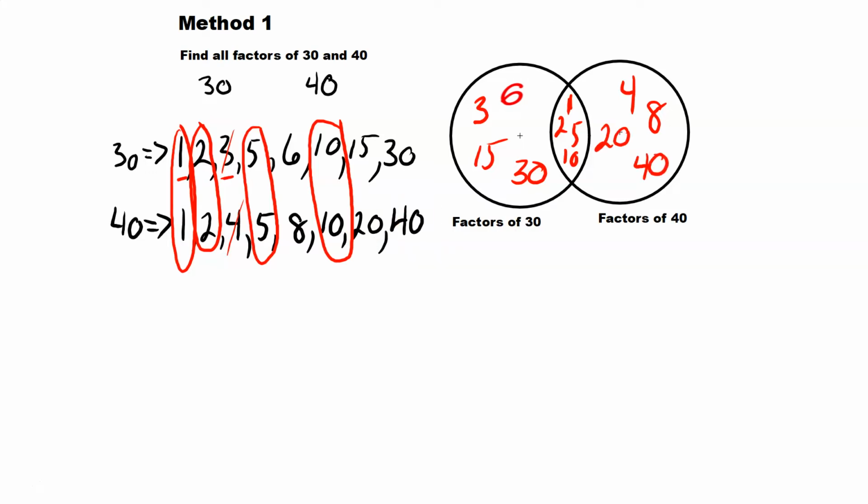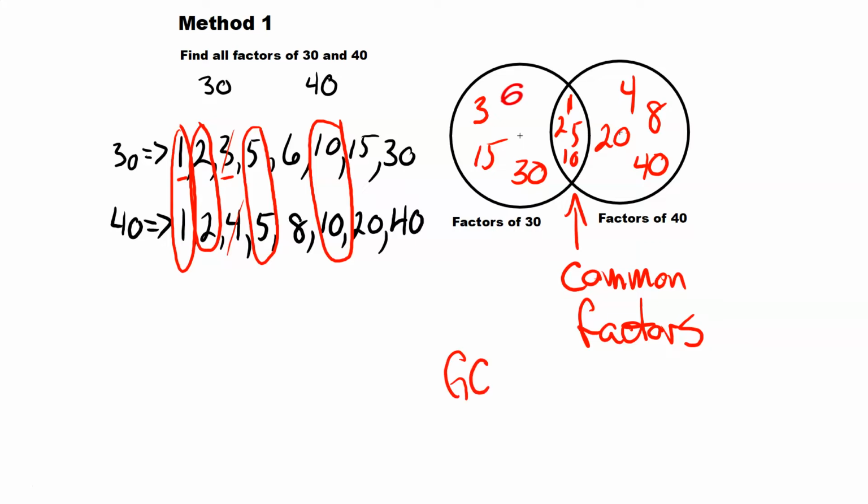So you can see now from this, these are all of the common factors. And the greatest common factor, or the largest one, is 10. So the Venn diagram just helps us to organize the data a little bit after we've done this process of finding all of the factors.